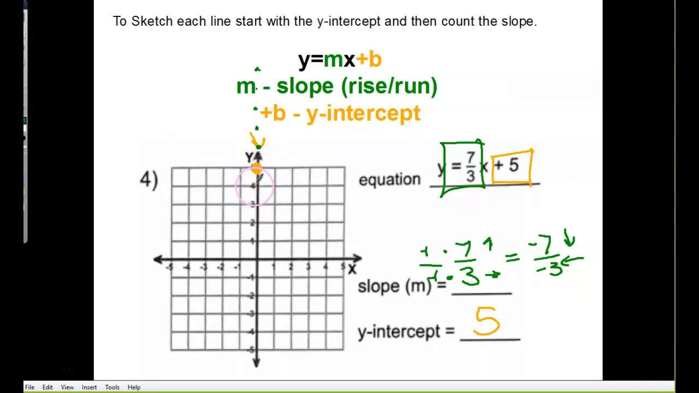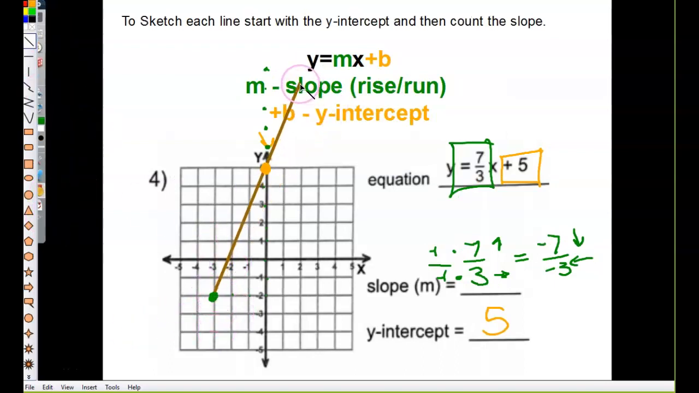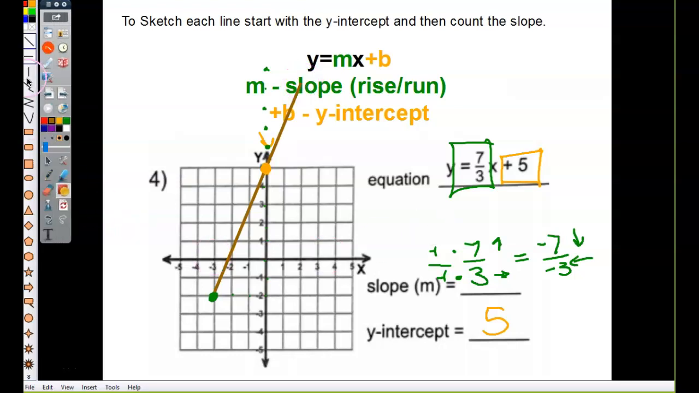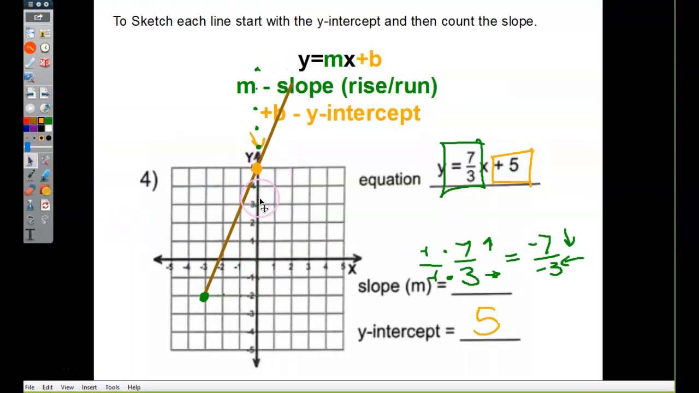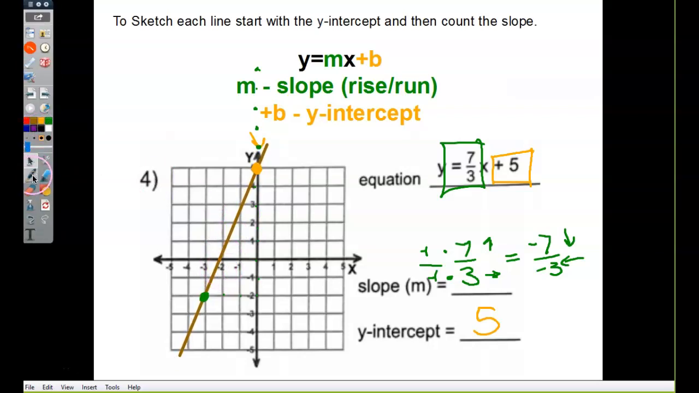Let's try it. 1, 2, 3, 4, 5, 6, 7. And now I need to go left 3 because I'm going negative. 1, 2, and 3. Okay, now I can draw that line. We'll go on ahead and we'll draw it, and we'll move it so that it looks more like it actually covers everything. Boom. Now, I want to just double check.